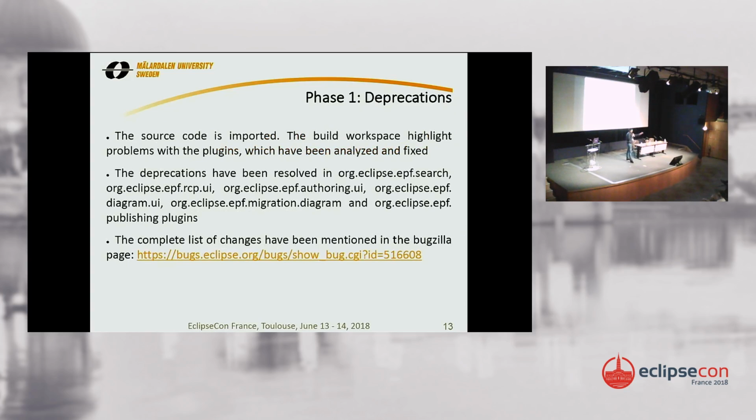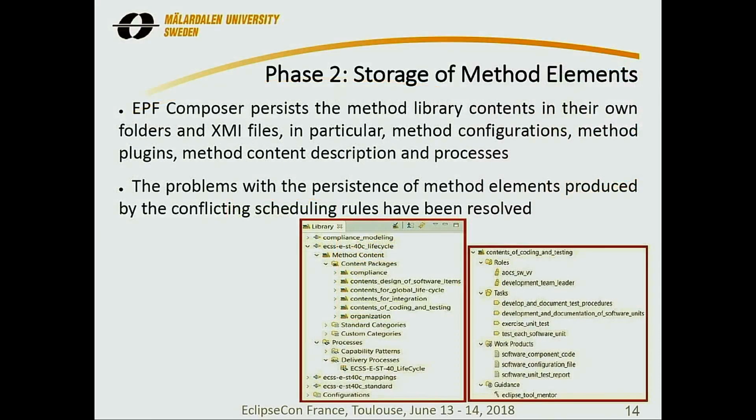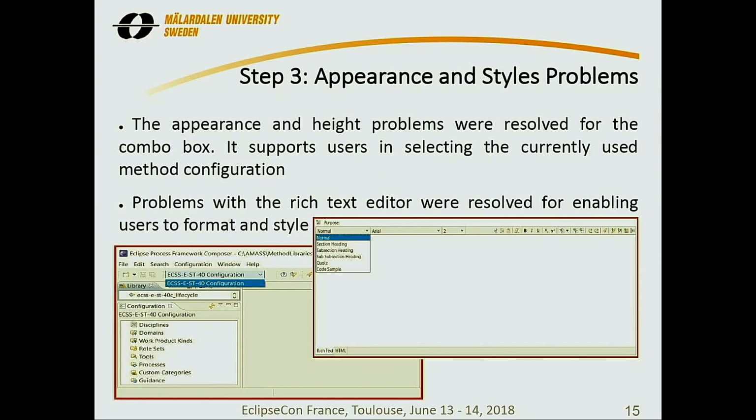EPF Composer stores the method library contents in its own folders and files. For the new Eclipse release, we were also getting problems for storage of method library contents due to conflicting scheduling rules, which we have resolved. And the problems were also resolved for the combo box of Eclipse Process Framework Composer, which supports users in selecting a specific subset of the method library.